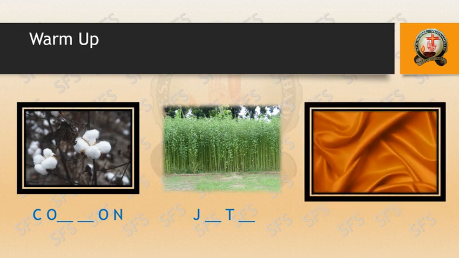Let's see another picture now. What is this actually? It's looking very softy, right? Very soft cloth, very shiny cloth. You might have seen it in your home also. Many will be wearing this type of cloth. So what does this picture represent? Absolutely, you're right. This picture represents silk. So what is the spelling of silk?